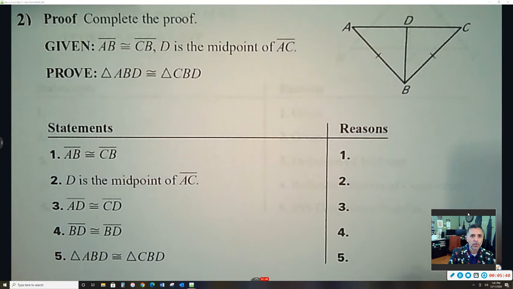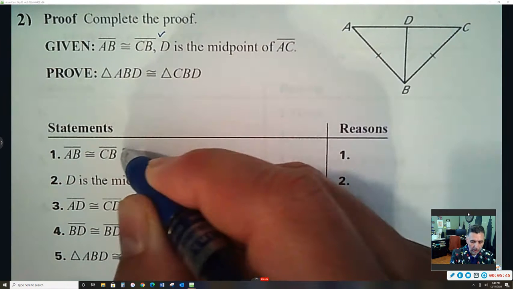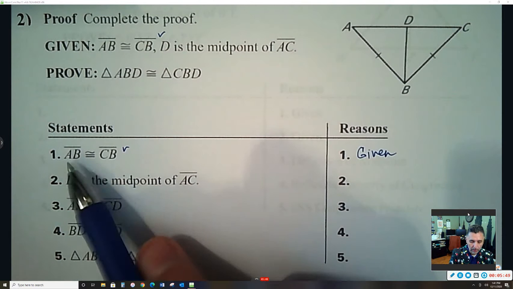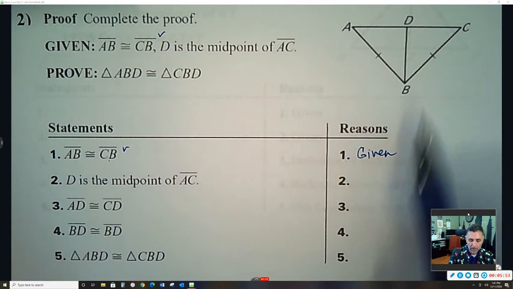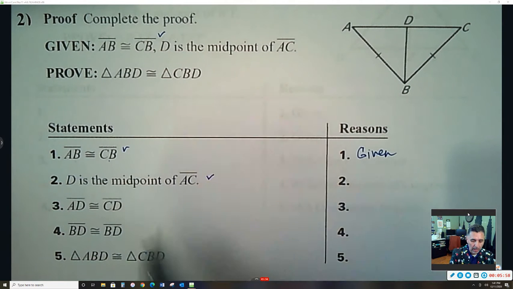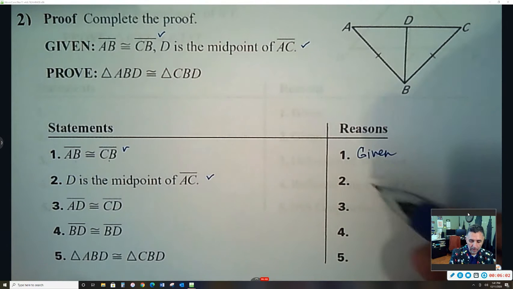So here's number two. Number two says complete the proof. Again, always start with the given statement. That's given. That's how I know AB is congruent to CB. AB is congruent to CB because that information was given. How do I know D is the midpoint of AC? Because that's also given.